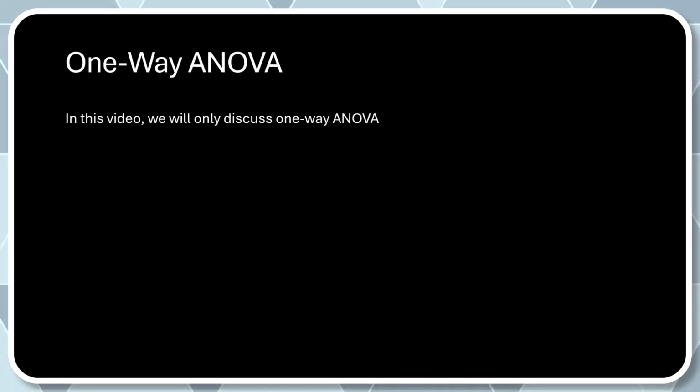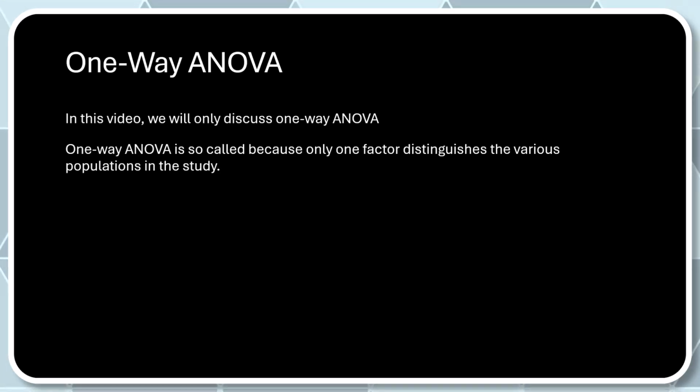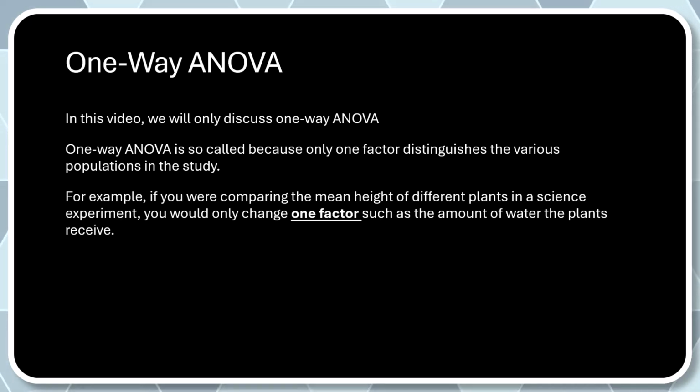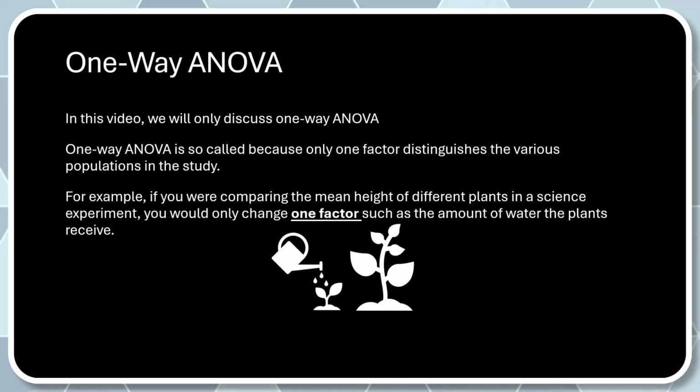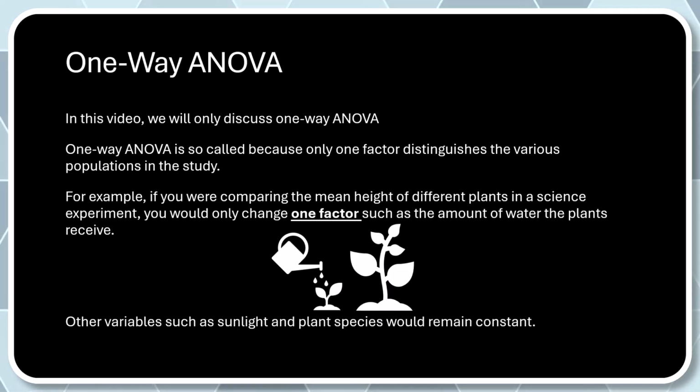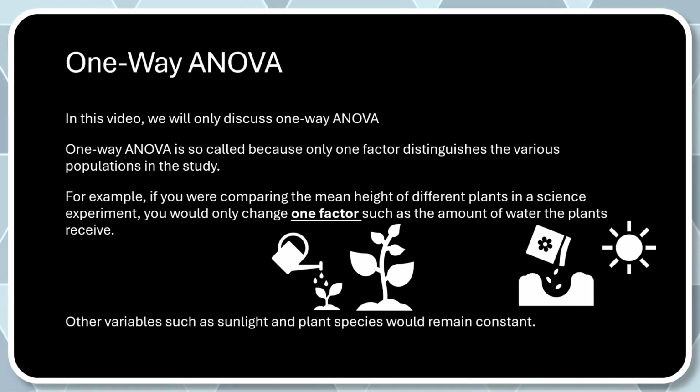In this video, we will only discuss one-way ANOVA, which means that only one factor is distinguishing the various populations in the study. For example, if you were comparing the mean height of different plants in a science experiment, you would only change one factor, such as the amount of water the plants receive. Other variables, such as sunlight and plant species, would remain constant.